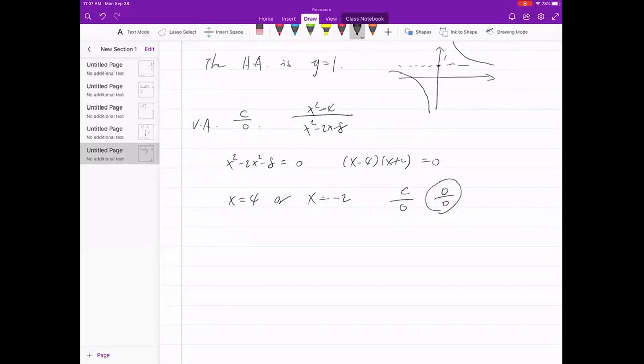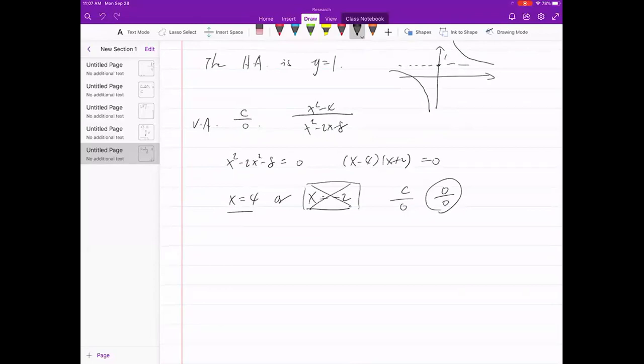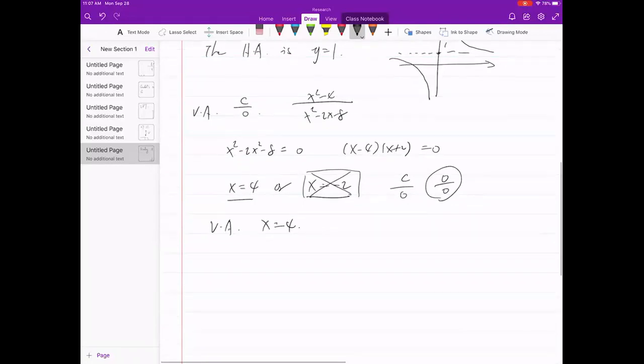So your next job is to check: does any of them give you a 0 over 0 case? So you just plug it back in and see. Plug it back in, and you can see this one doesn't work. So the vertical asymptote is x equals 4. That's how we do the second one.